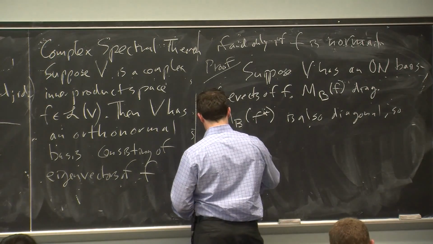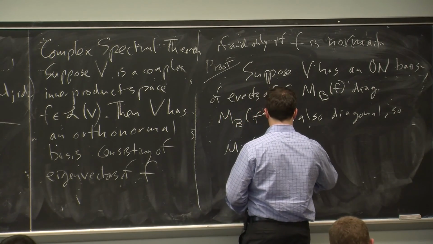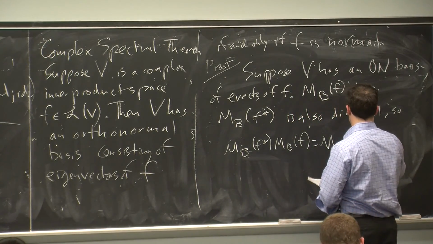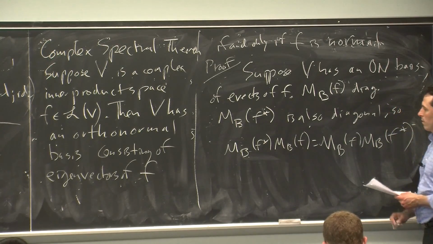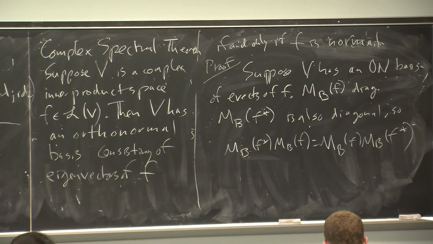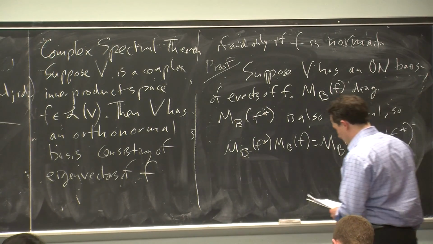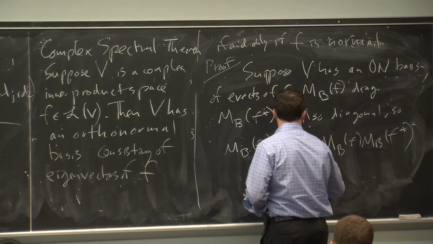And so MBF star, MBF equals MBF star. And using the fact that MB is an invertible linear transformation, it shows that F and F star also have this property, being normal. And that's because diagonal matrices commute.